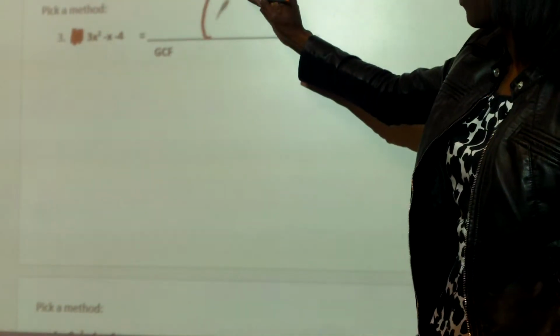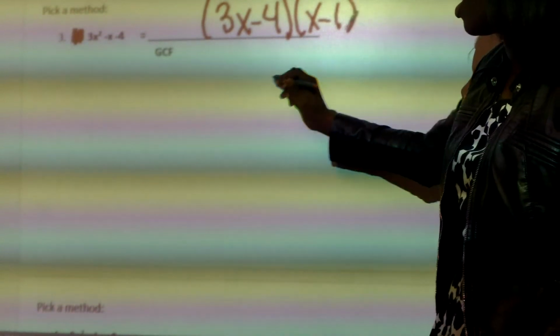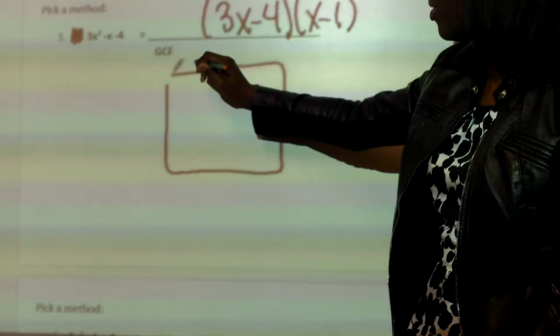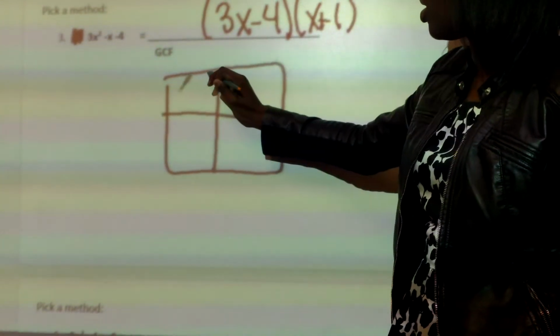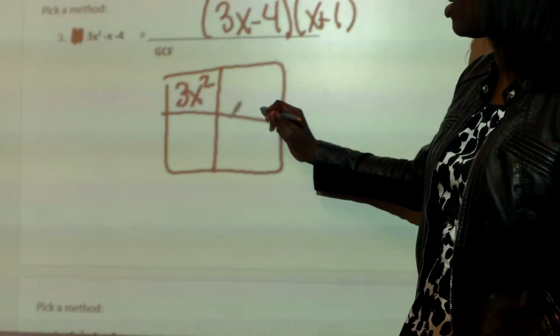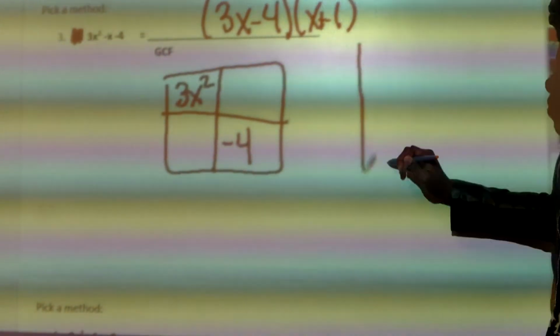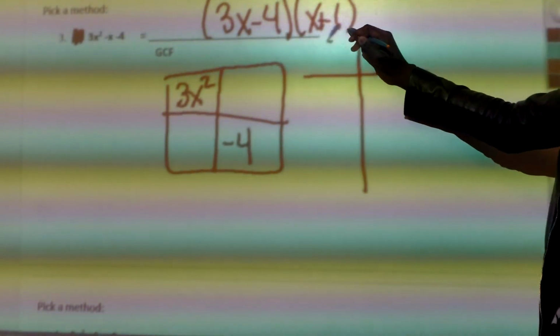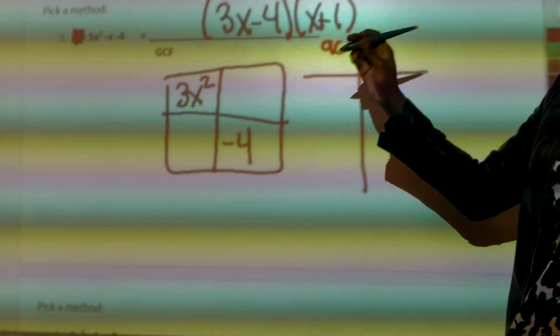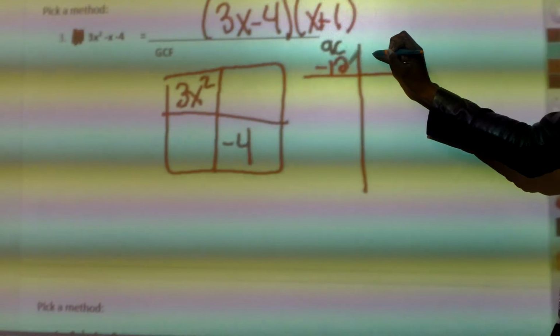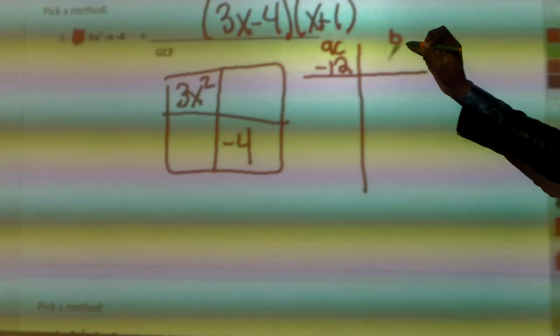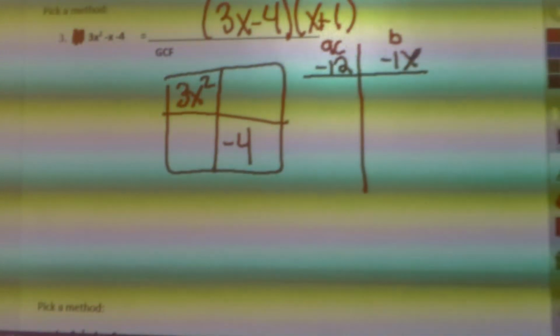Okay, somebody tell me what they got. Parentheses 3x minus 4 times x plus 1. Okay, I'll show you in the window pane. You should have had 3x squared here and -4 down there. When you did your t-chart, remember you're multiplying a times c. So in this case, 3 times -4, you're finding the factors of -12. And your middle term should have been -1x.